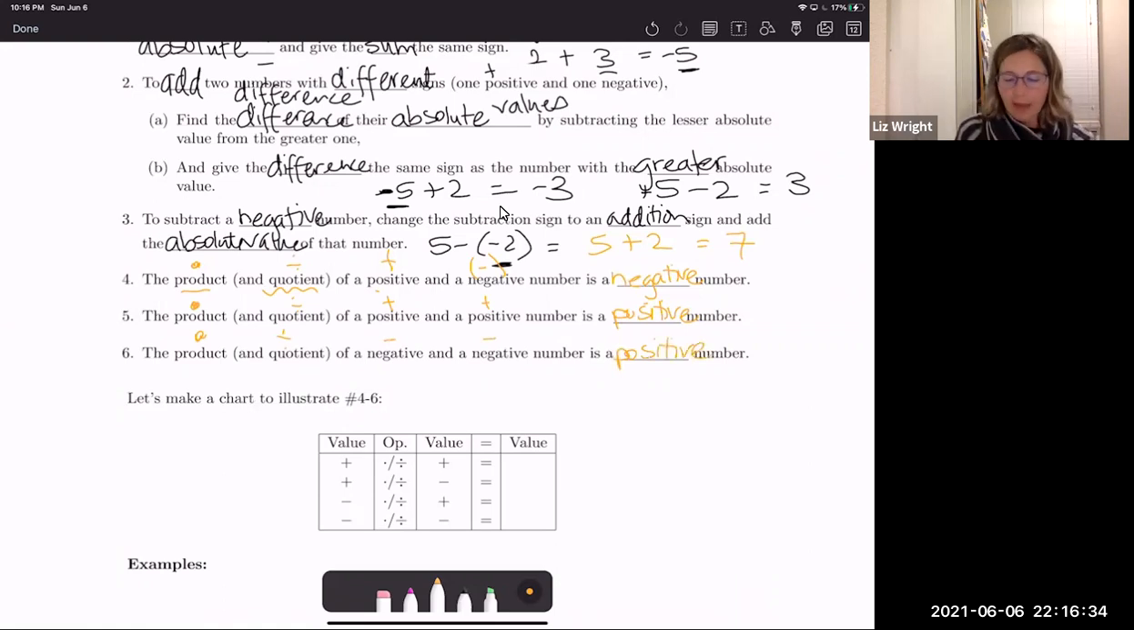Okay, so what that means, I'm going to draw in some little examples in here. So here's an example for this top one. If we've got a positive and a negative, so if we've got 4 divided by -2, that's going to give us -2.